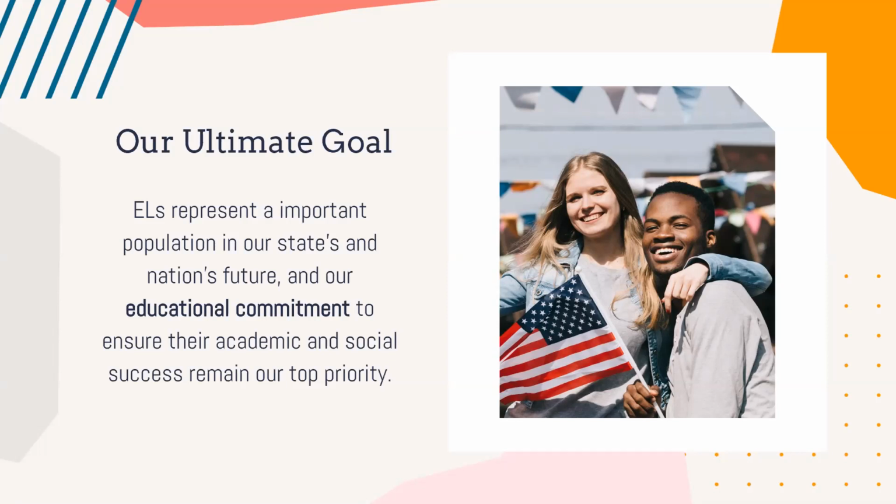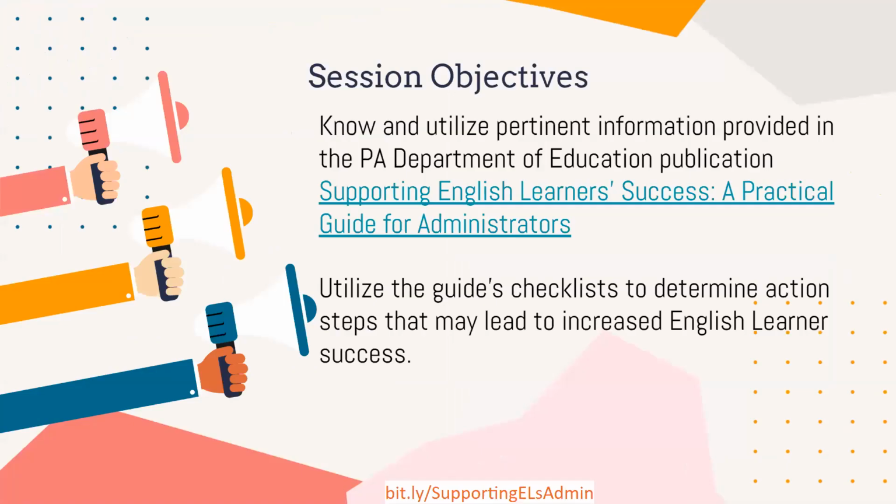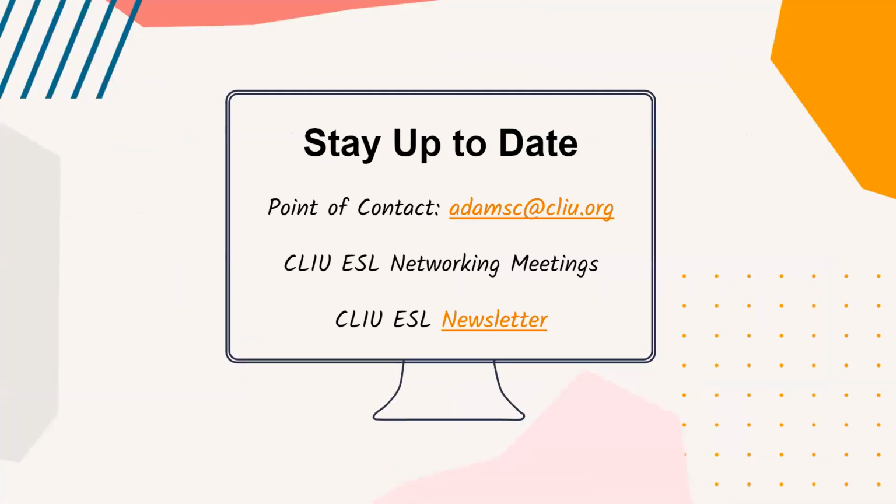So here today, we discussed a couple different things. Our goals were to know and utilize the information in this guide, and we went through the 4 components with you today and gave you just a snapshot. Hopefully most of the information that you heard today is familiar to you, so you can spend some time with the second part of our goal, which was to utilize the guide's checklist and really start to make some action steps that will increase the success of your ELs in your building. Here at the Carbon-Lehigh Intermediate Unit, we are here to support you.